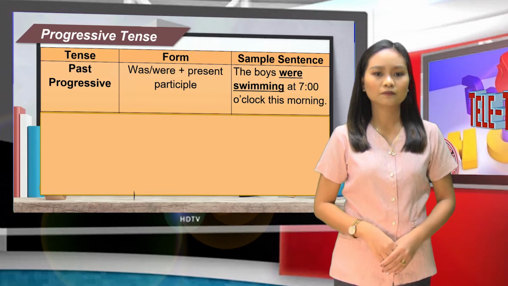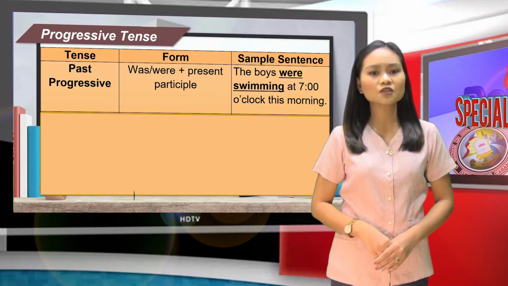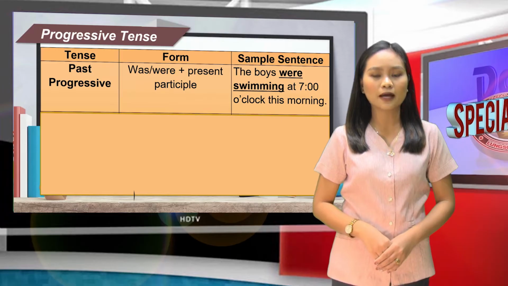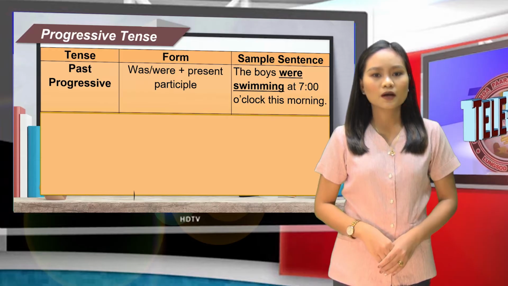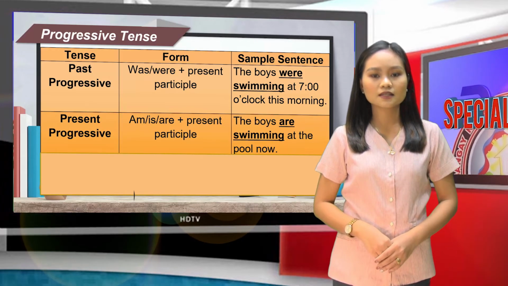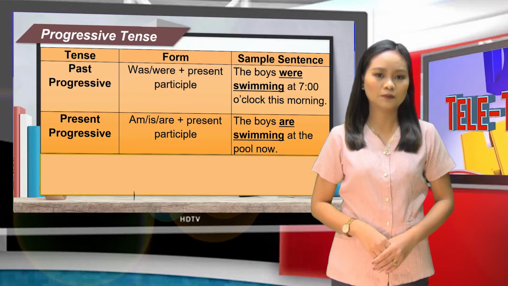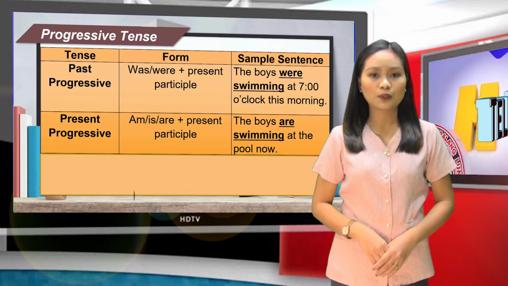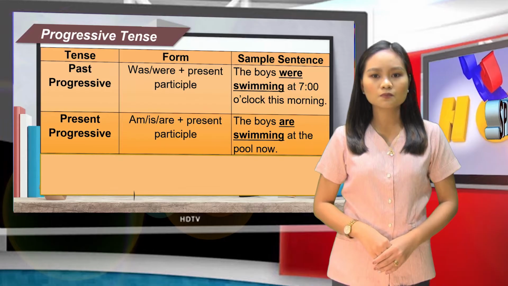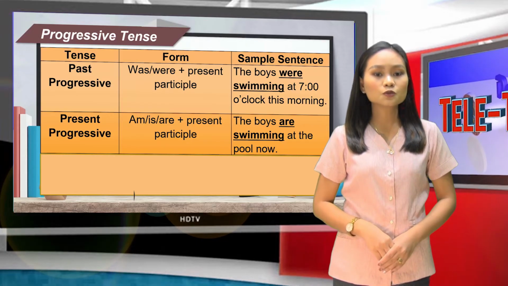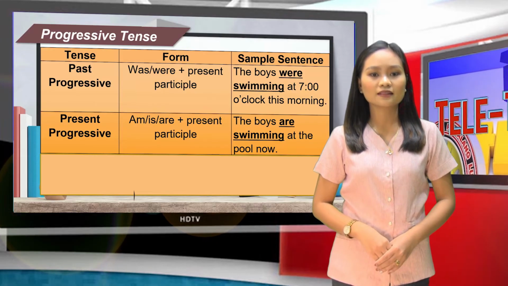For example, the boys were swimming at 7 o'clock this morning. The action in progress occurred at a specific point of time in the past. For present progressive tense, we are going to use am, is, are, plus present participle of the verb. For example, the boys are swimming at the pool now. The action is used to describe an incomplete action which is in progress at the moment of speaking, usually with time expressions such as now, at the moment, right now.